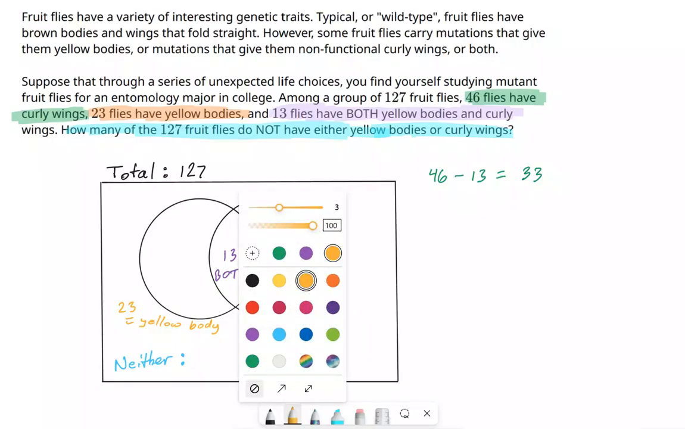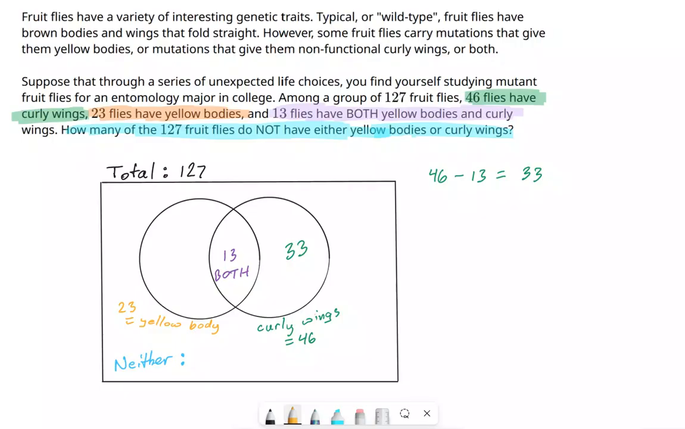And likewise, if I come over to the other side of my diagram and I say, how many of these fruit flies are yellow-bodied but they have straight wings? Okay, that's going to be 23, the total number of yellow-bodied fruit flies, minus the number of both, right? The number that have both mutations. And that leaves 10 fruit flies that are yellow-bodied but straight-winged. And now I have a lot more information in here that I can use to figure out how many fruit flies are brown with straight wings. In other words, they carry neither mutation.